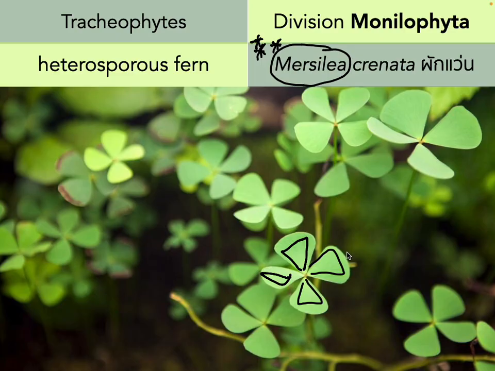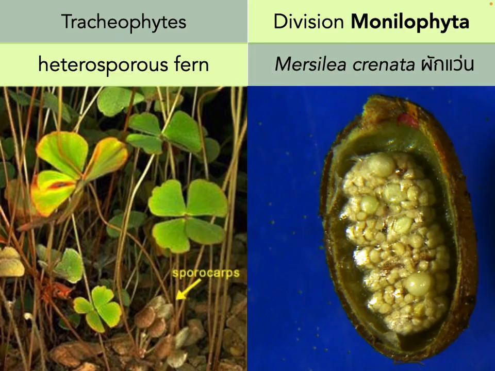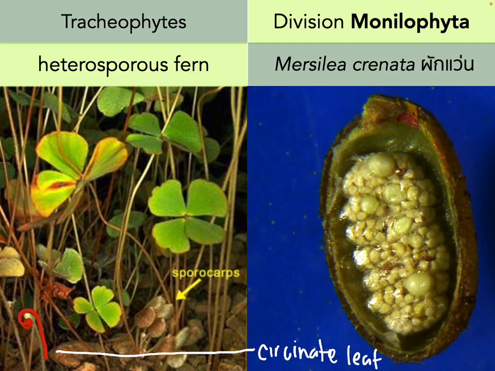If you look close enough, I think it's the next picture. Oh yeah, look at this. There are circinate leaves here, circinate leaves. That tells you it's a fern. Right, this is the circinate leaf, and at the bottom of the stem, they also produce sporocarp. So this is what the sporocarp looks like.